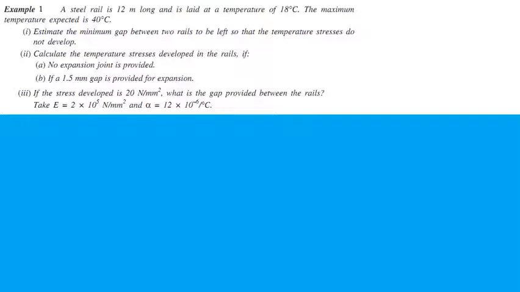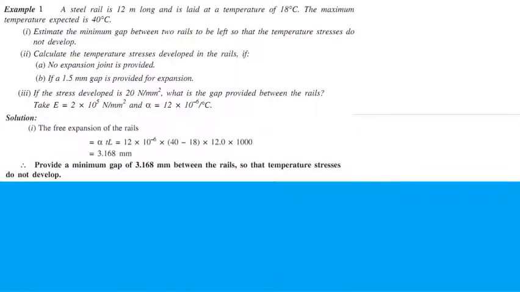There are two conditions. No expansion joint is provided, that is restricted expansion: expansion is not there in the given component, the steel rail. Next, if a gap of 1.5 mm is provided for expansion, that is the partial expansion case. Last, if the stress developed is 20, the sigma value is given, so we have to calculate the small delta.